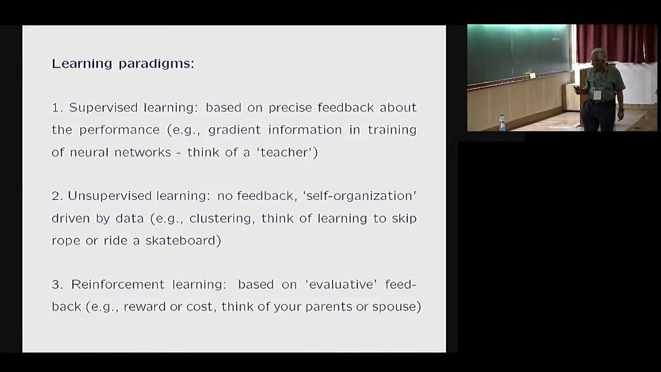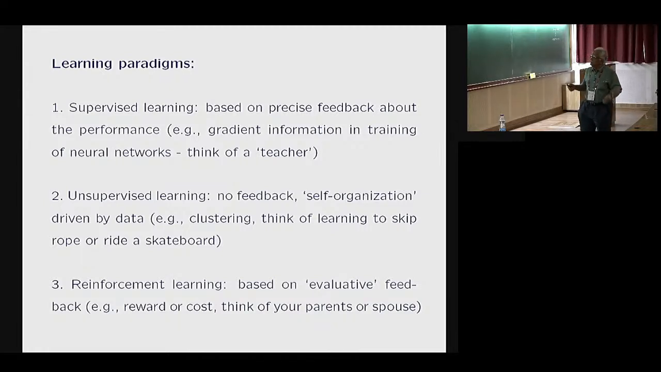machine learning, basically. This probably many of you know already. So there are three broad categories. It's kind of loose terminology. We don't be very rigid about it. But in supervised learning, the idea is that you get some precise feedback about your performance. For example, in neural network training, the gradient is given to you. So one thinks of a teacher who's telling you how well you are doing. In unsupervised learning, there's no feedback at all.